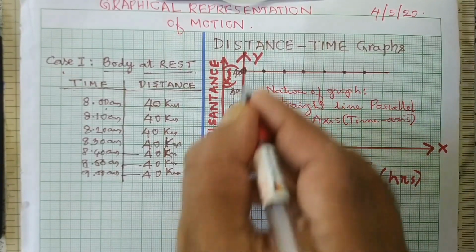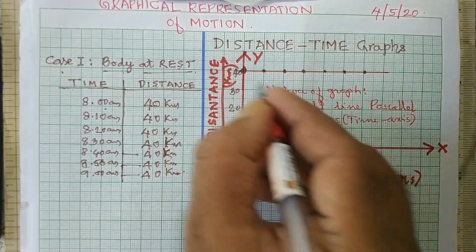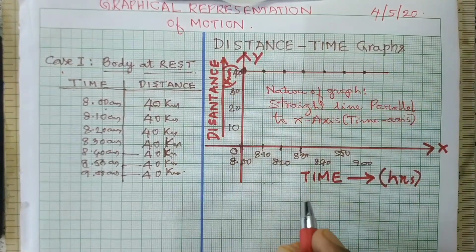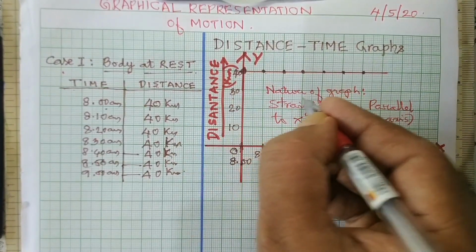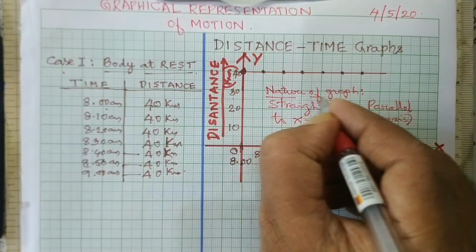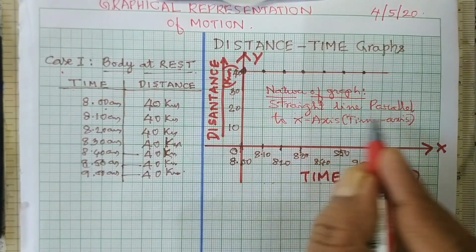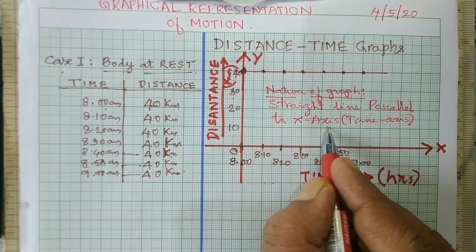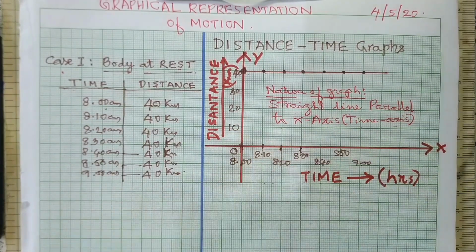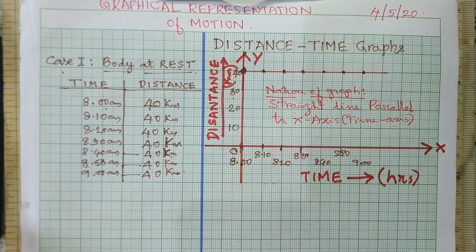At 8 a.m. it is 40, at 8:10 also 40, and like that all the points come parallel to the x-axis. If they ask what is the nature of the graph for a body at rest, we have to say it is a straight line parallel to the x-axis, that is, the time axis. This is case number 1 completed. Now let us go to case number 2.